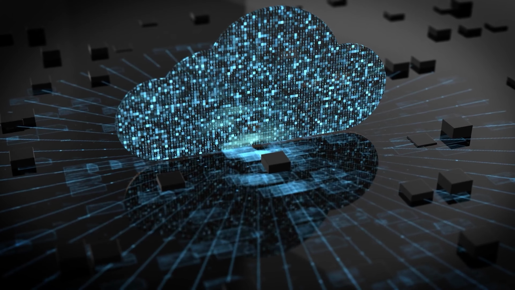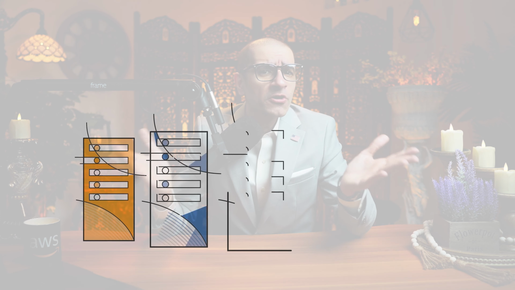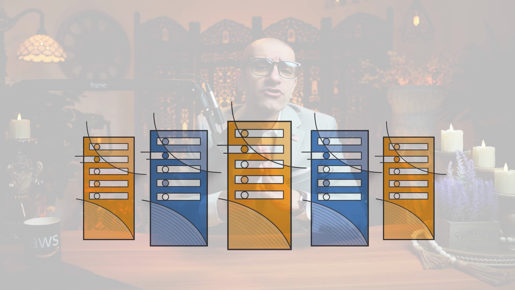Number 1, AWS Directory Service makes it easy for you to set up and run directories in the AWS cloud. You can also connect your AWS resources with an existing on-premises Microsoft Active Directory.